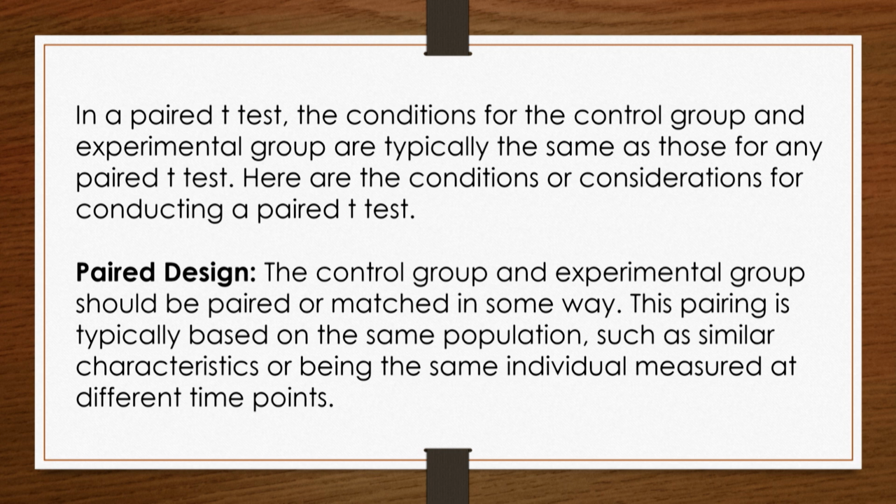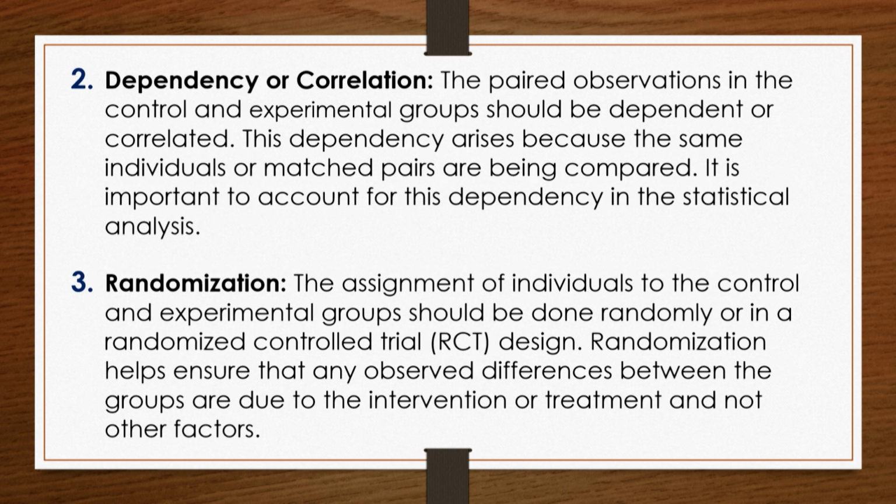Paired design. The control group and experimental group should be paired or matched in some way. This pairing is typically based on the same population, such as similar characteristics or being the same individual measured at different time points. Dependency or correlation. The paired observations in the control and experimental groups should be dependent or correlated. This dependency arises because the same individuals or matched pairs are being compared. It is important to account for this dependency in the statistical analysis.